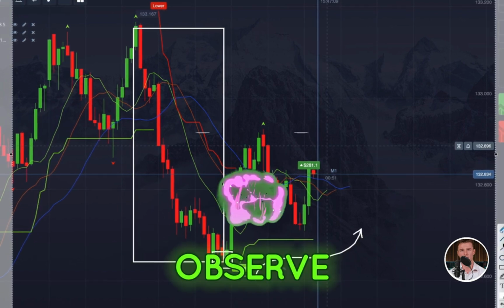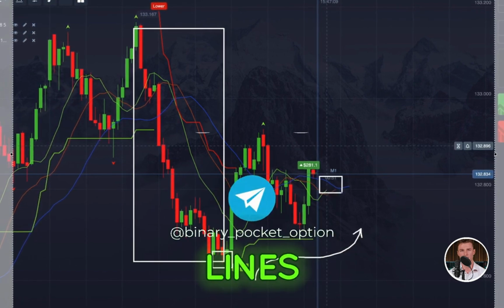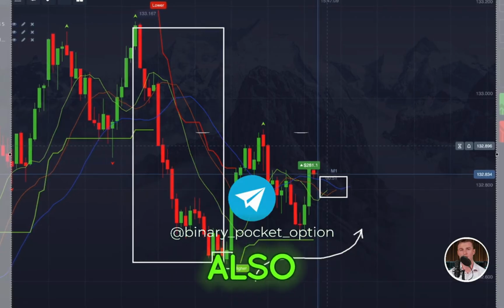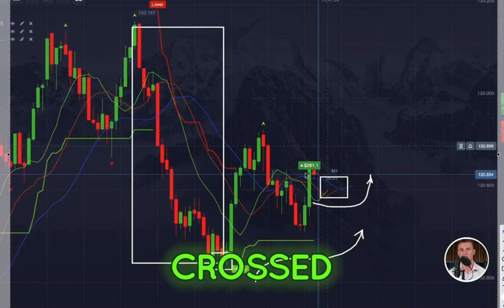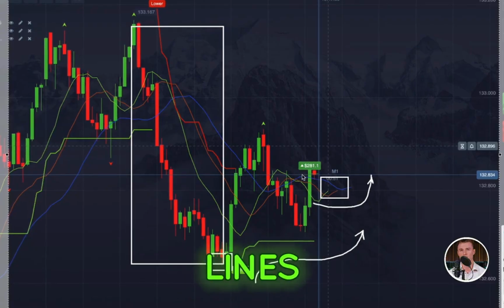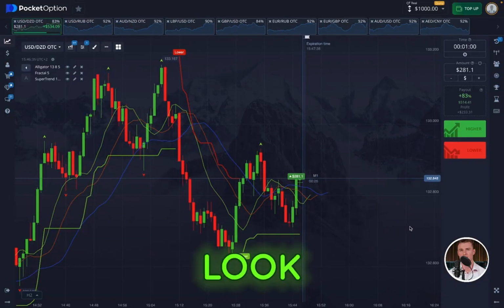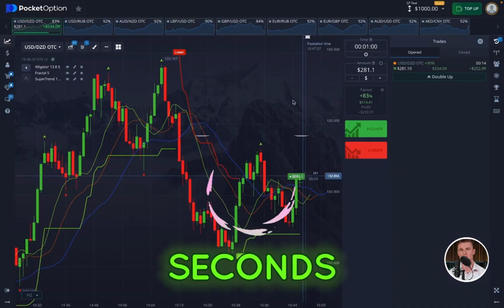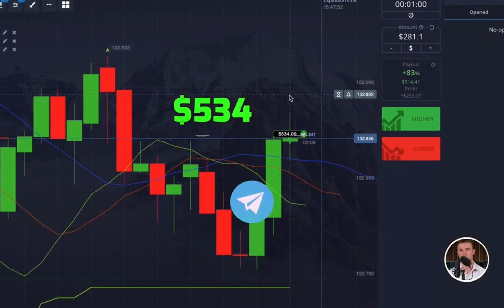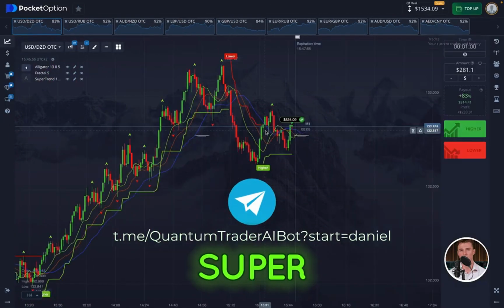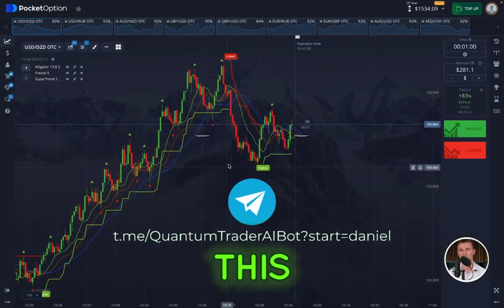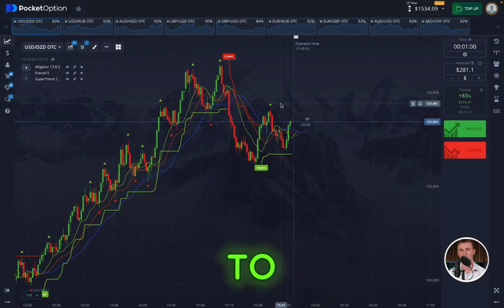Here I observed the crossing of the moving lines of the alligator, and also the price crossed these moving lines, and at the crossover I open a trade. Look at the result. Last 10 seconds to close, and the position is closed in plus. Excellent super result, excellent profit for this trade. Let's fix it and go to the output tab.